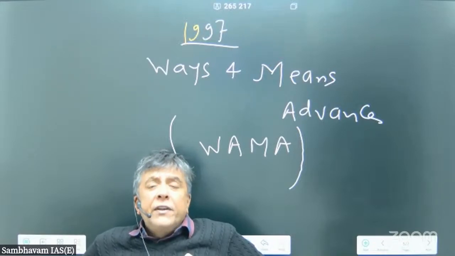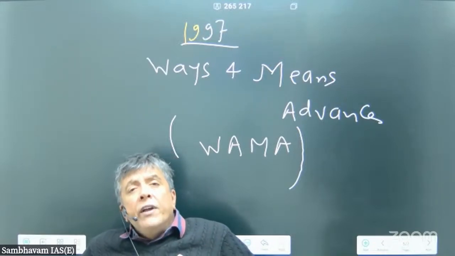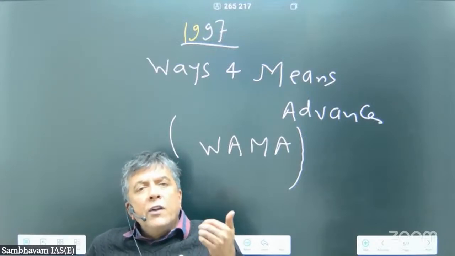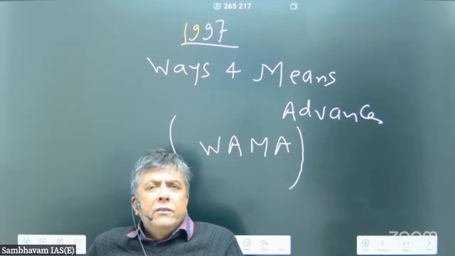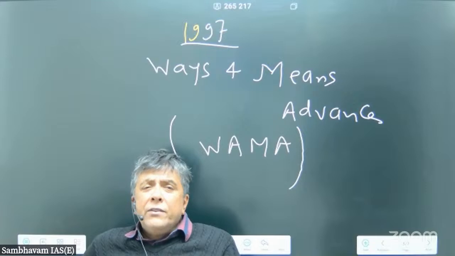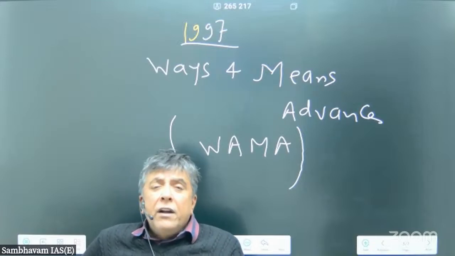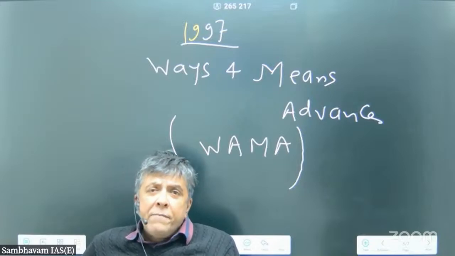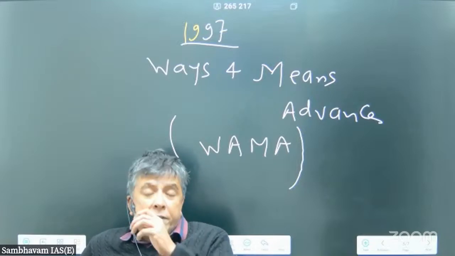Then I will discuss point by point. Okay, so when this policy came in 1997, a lot of confusion was created among the students and the people, because both seem to be alike: in both cases, the government is taking a loan from the RBI. That is correct. But see the differences.